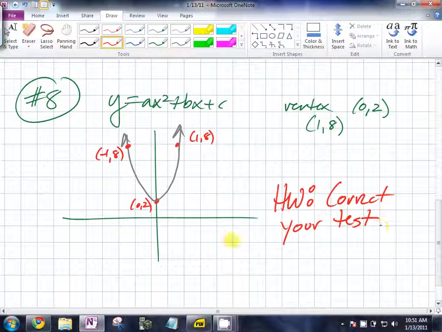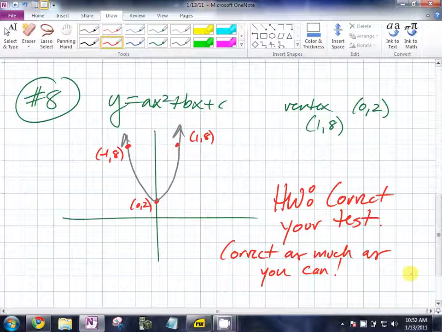Can I ask a question? Yes. Is C the y-intercept? Yes. In this case, C is the y-intercept. And it'll always be. On number 5, number 5 is C. The y-intercept is 5, yeah, because when t is 0.